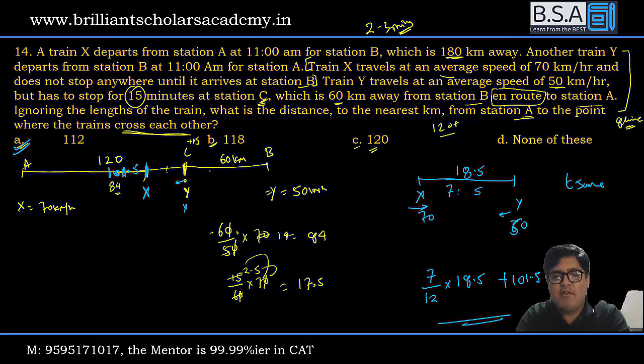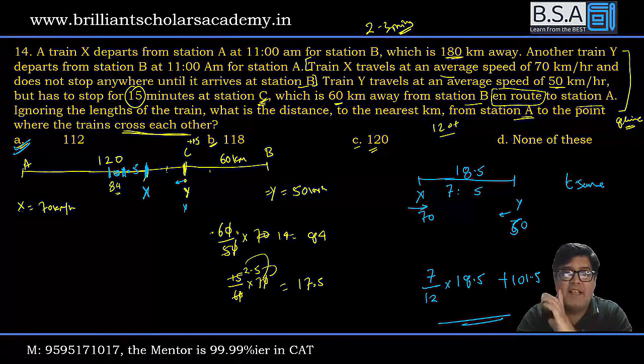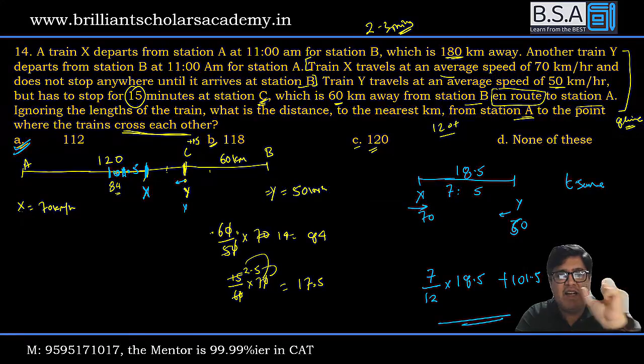What steps were involved? What steps did we apply here? First we found out how long Y takes to reach C. That is 60 upon 50, 6 upon 5 hours. How much will X travel, X into 70? 84 kilometers. So Y has arrived at C and X has traveled 84 kilometers.